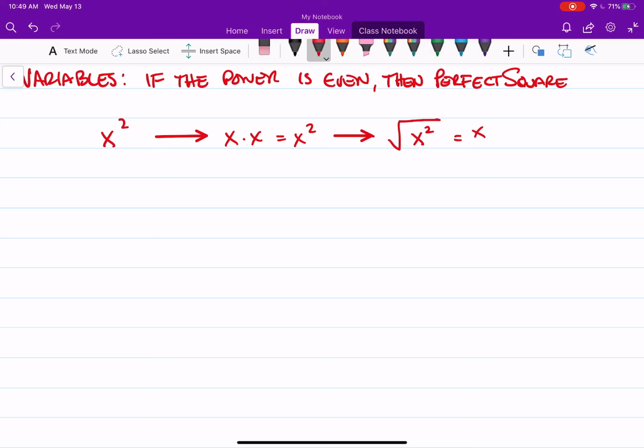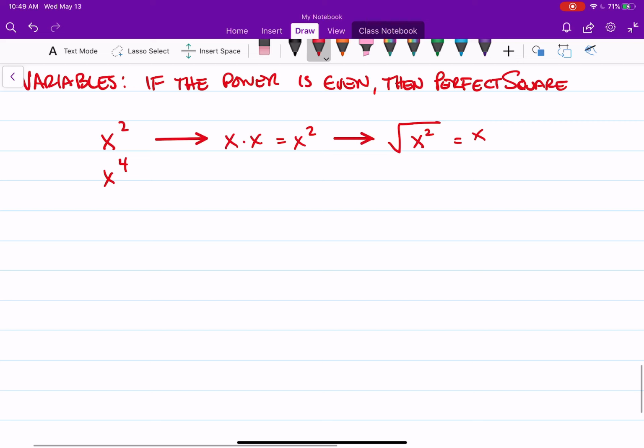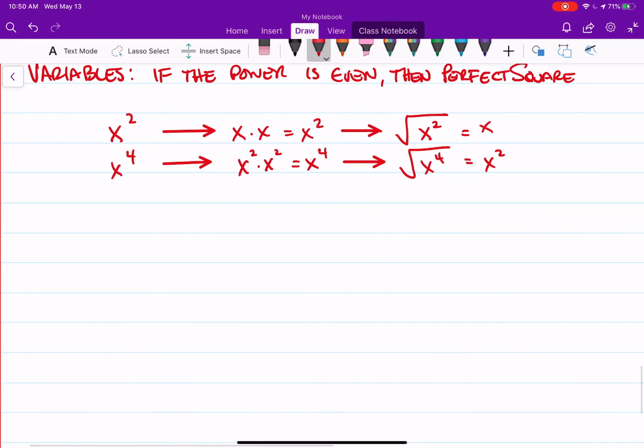Okay? X to the 4th is a perfect square because x squared times x squared gives you x to the 4th. Okay? It's 2 numbers. All right? Which means that the square root of x to the 4th is equal to x squared. Okay? Let's do one more. X to the 6th is a perfect square because I said even powers, right? Why? Because x to the 3rd times x to the 3rd is equal to x to the 6th.